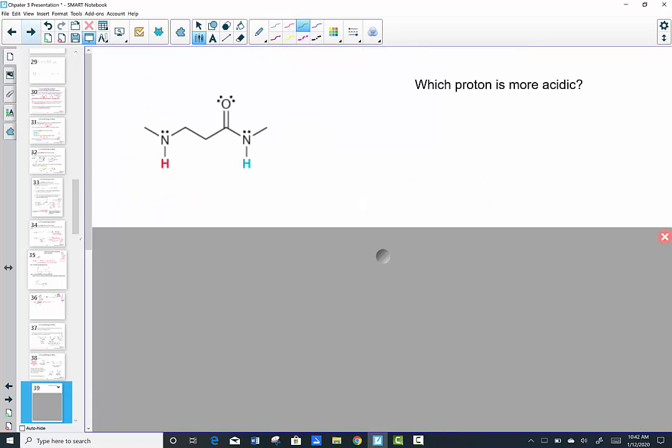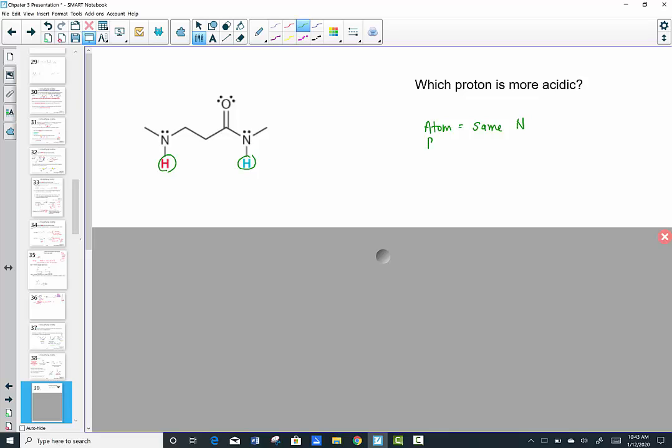For example, which proton is more acidic? The red proton or the blue proton? Notice the A in ARIO, the atom. Well, it's the same in both cases, so that's a non-factor. This proton is attached to an N, this proton is attached to an N, so the atom will not play a role in determining our answer. So we go to the next letter. That next letter is resonance, R, resonance.